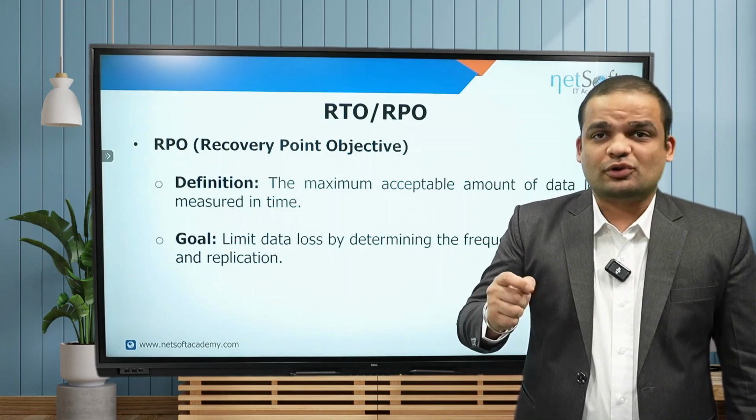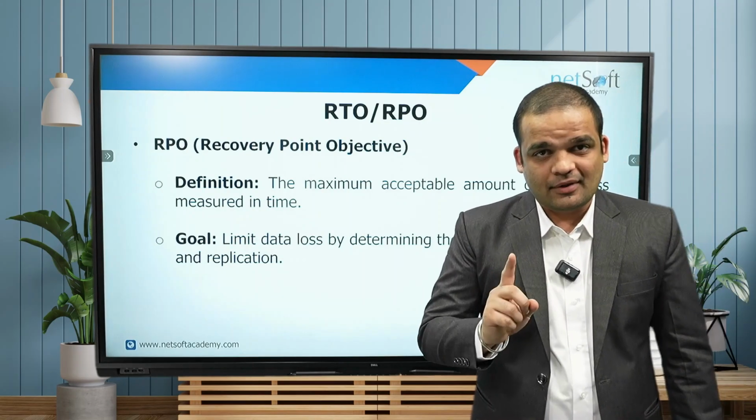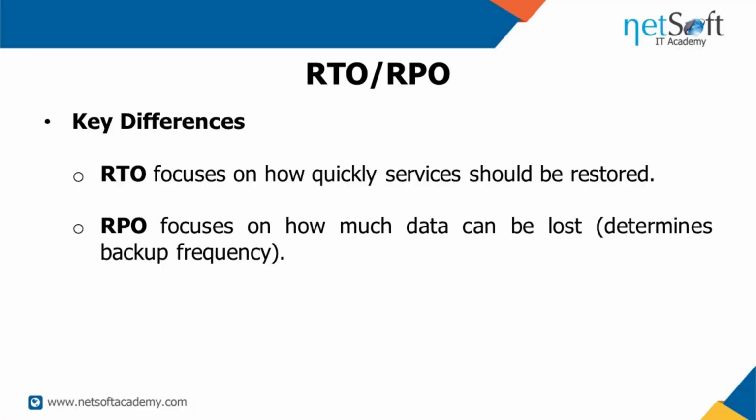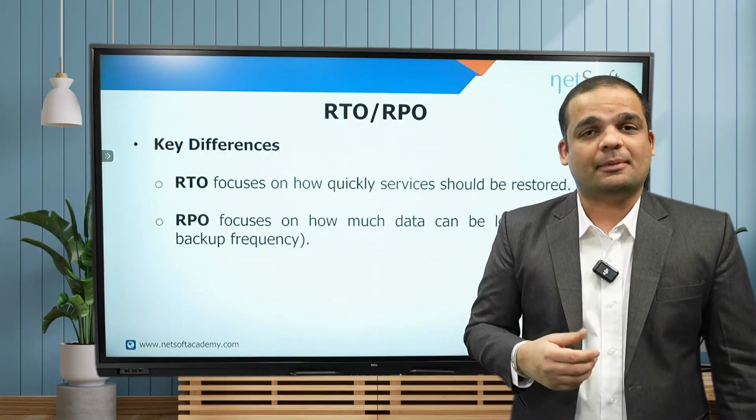The key difference between the two is their focus. RTO is about how quickly services are restored after a disruption, minimizing downtime. RPO is about how much data can be lost without causing a major disruption, determining how often data backups or replications are performed.